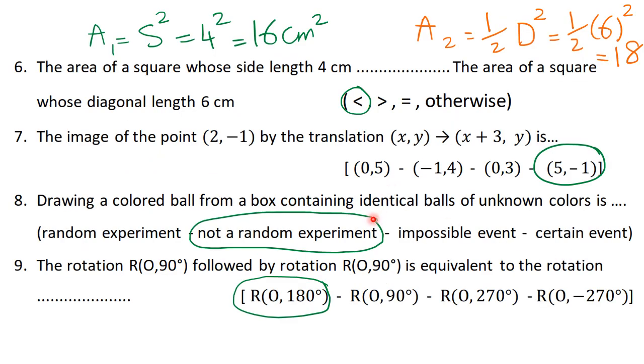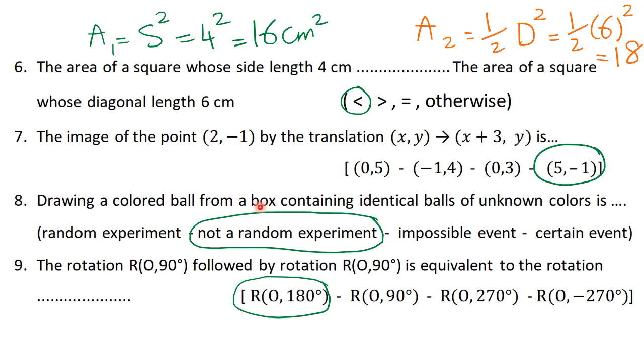Okay, let's go for the next question. Here we have the area of the square. We want to get the area of a square whose side length equals 4 centimeters. Since he gave me the side, we will use the rule for the area of a square, which is s power 2. So it is 4 power 2, which is 16. That is the area of the square.